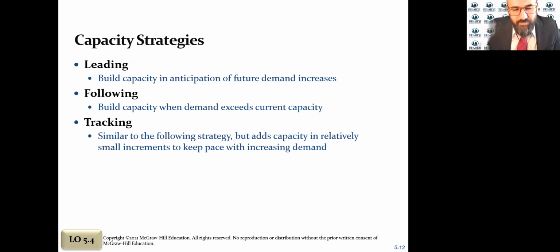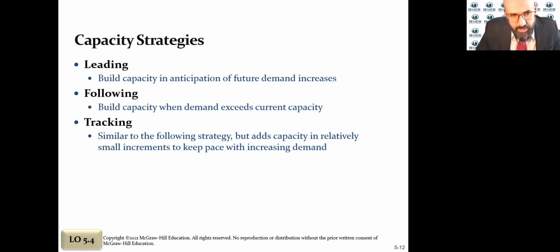The second one here, the following, which is basically building your capacity based on the existing demand. So you already have the demand and build capacity when demand exceeds current capacity. You know that you can't meet the demand, so we have to do something to meet the demand. So the demand is happening, and then you say, I want to meet the demand, and this is how I'm going to build my capacity.